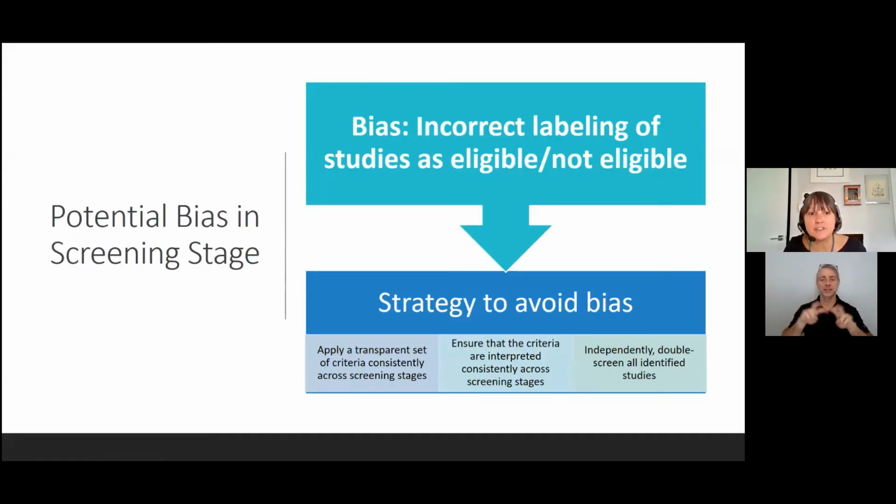Okay, so there are a couple of potential issues or biases that might occur at this stage. Obviously the biggest one is that we've incorrectly labeled a study as eligible or not eligible. So here are a couple of strategies to avoid that bias. One is to apply a transparent set of criteria and apply those consistently across the screening stages. So in the middle of screening, we don't want to be changing our eligibility criteria, for example. And as we're screening, we want to make sure that we are interpreting those items consistently across screening stages. As you can see, the example I just showed you identified 17,000 plus studies. If you're screening 17,000 studies, you're going to get a little tired. So one of the things that is also best practice is that you independently double screen all identified studies.